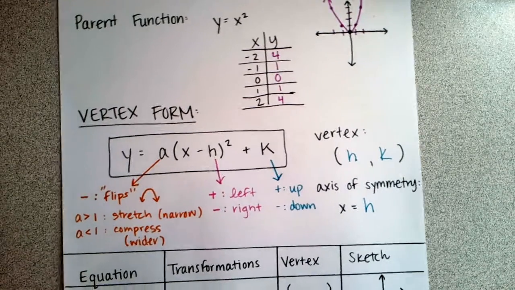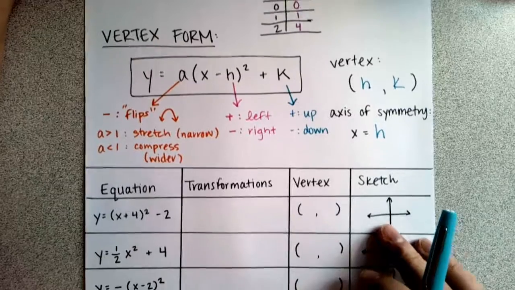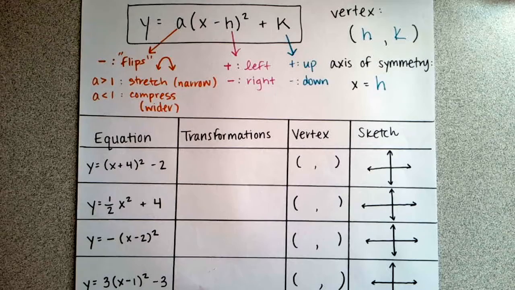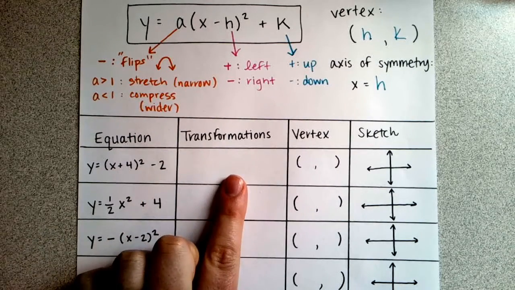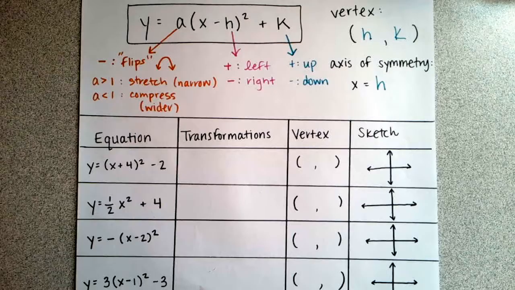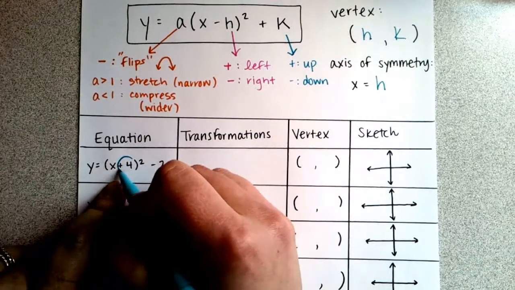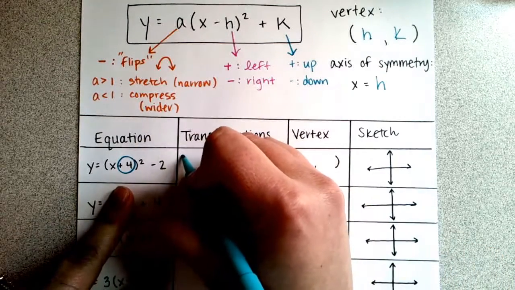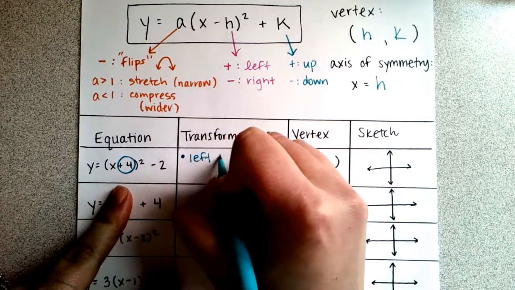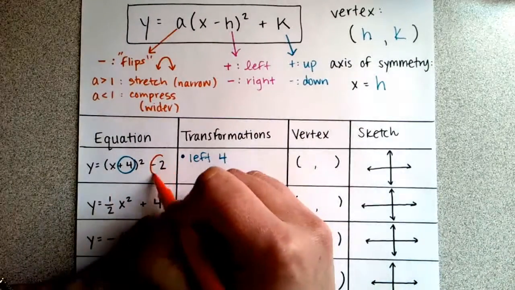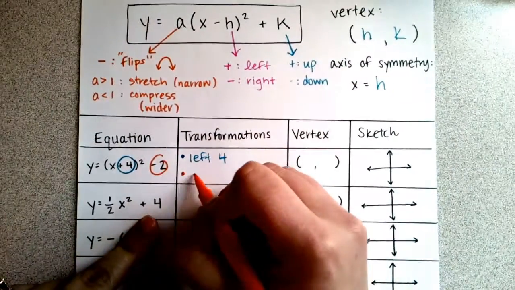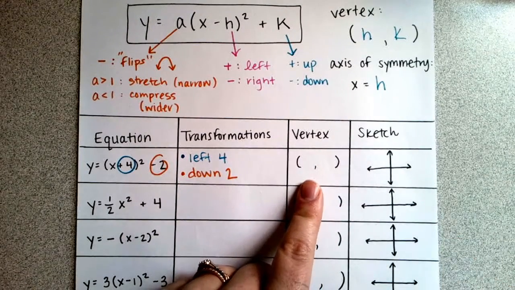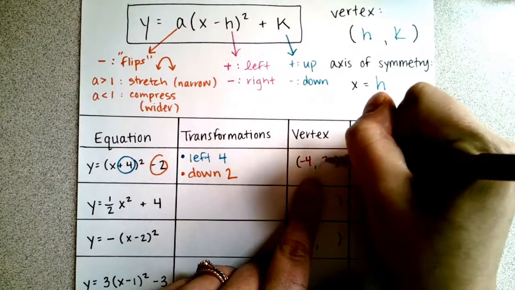So what this means, if I give you a bunch of examples like this, we can draw a sketch of these just using transformations. So we're going to look at each equation, decide how it got transformed, find our new vertex, and do a sketch. This plus 4, remember, a positive means it goes left. So this means we moved our parabola left 4. And then the minus 2 here, our k value, means we go down 2.